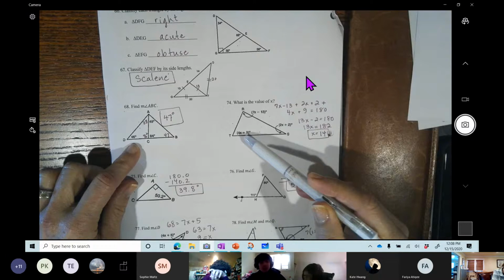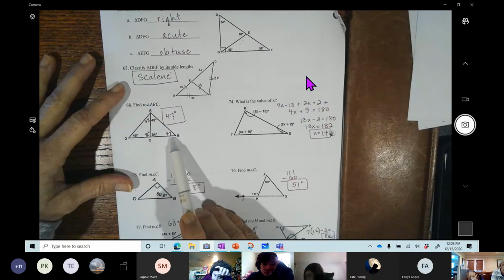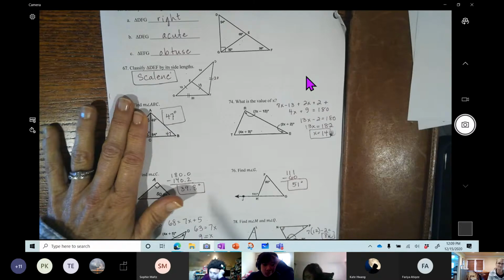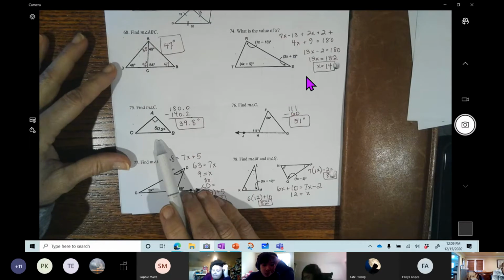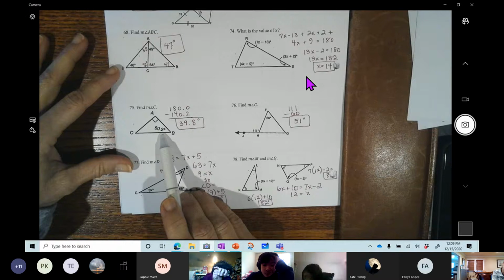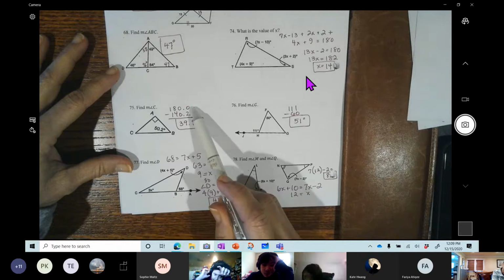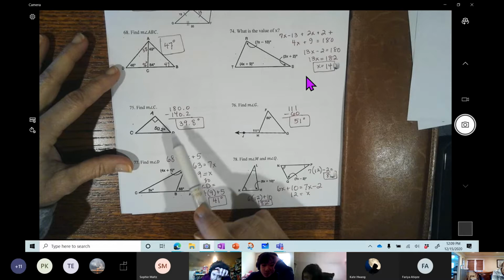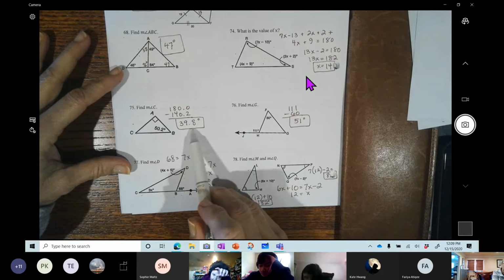This one said solve for just ABC. So I actually had to figure out other angles to figure out that it was 47, but it's right here, this plus this, and then it has to add up to 180. This one you could use the corollary, where if you have a right angle, this plus this has to add up to 90. Or you could use the triangle sum theorem and just subtract 90 plus 150.2 to get that third angle. So C is 39.8.